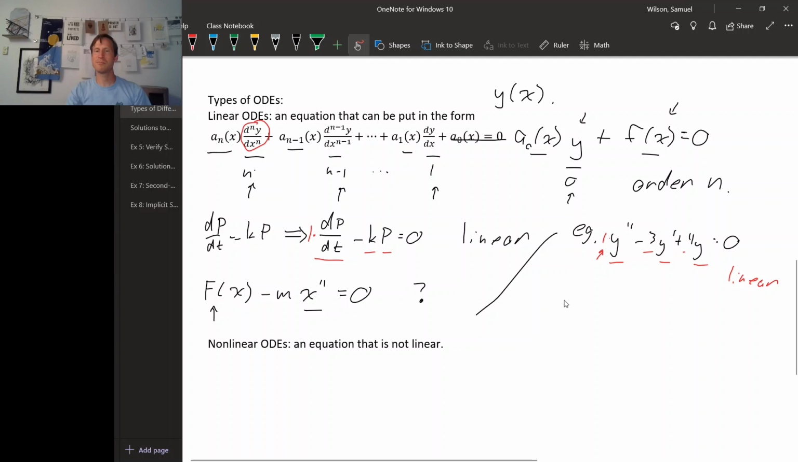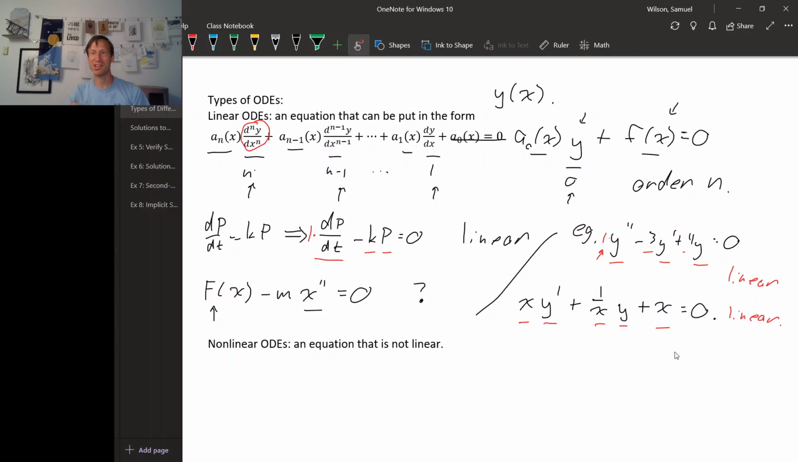Okay, what about something like x times y prime plus 1 over x times y plus x equals 0? Is this linear? Well, it has a y prime term times a function of x, it has a y term times a function of x, and it has a term that doesn't have any y's in it, and they're all added together. So yes, this is linear. As you can see, there are lots of things that are linear equations. That's one thing that makes working with linear equations so nice. A lot of common equations are linear.